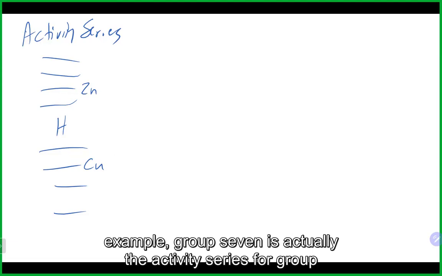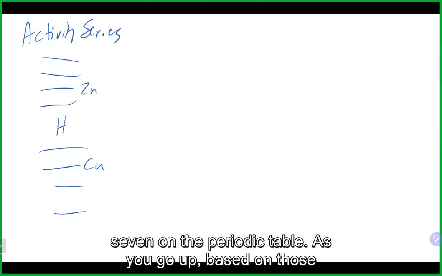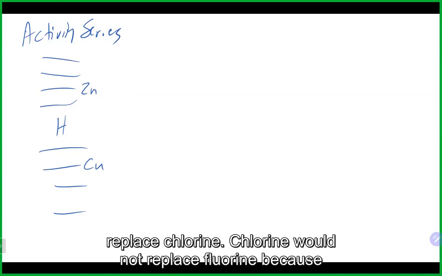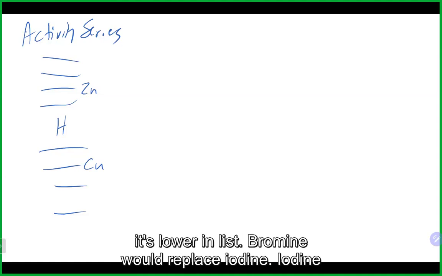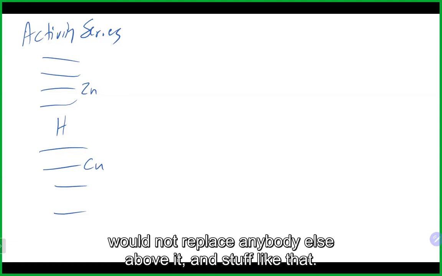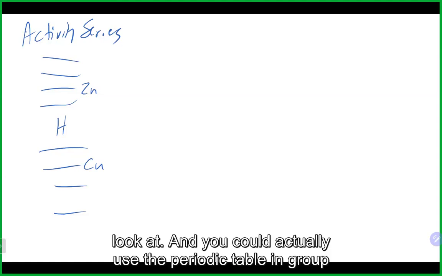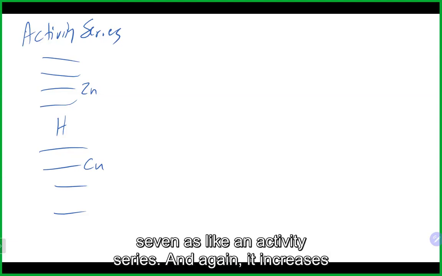For nonmetals, for example, Group 7 on the periodic table is actually the activity series. As you go up, based on those periodic trends, it becomes more reactive. So fluorine would replace chlorine. Chlorine would not replace fluorine because it's lower on the list. Bromine would replace iodine. Iodine would not replace anybody else above it, and stuff like that. So for the nonmetals, it's usually the halogens you look at, and you can actually use the periodic table group 7 as an activity series. And again, it increases as you go up.